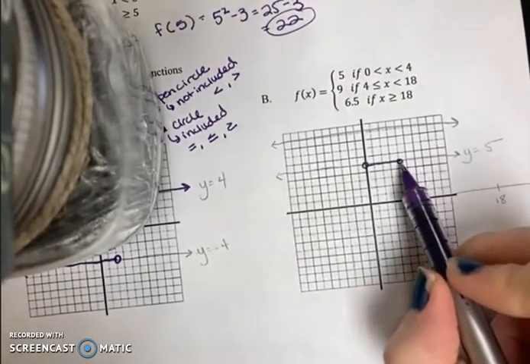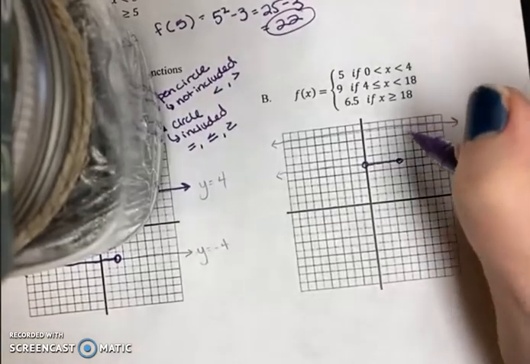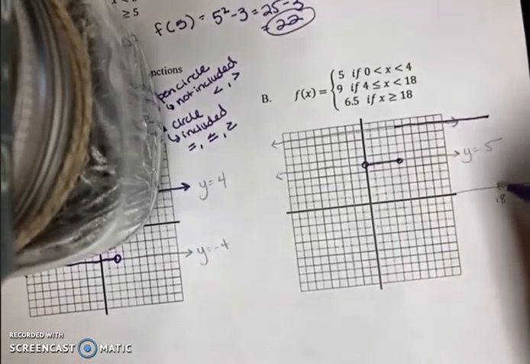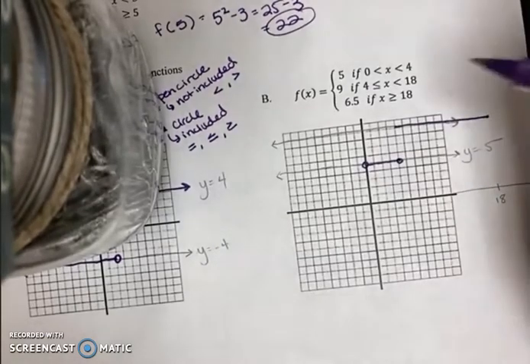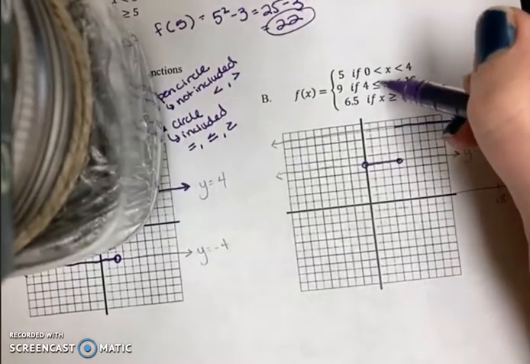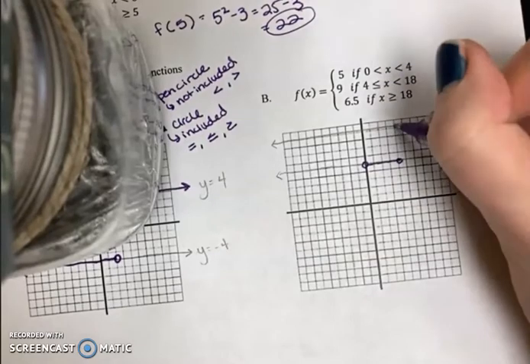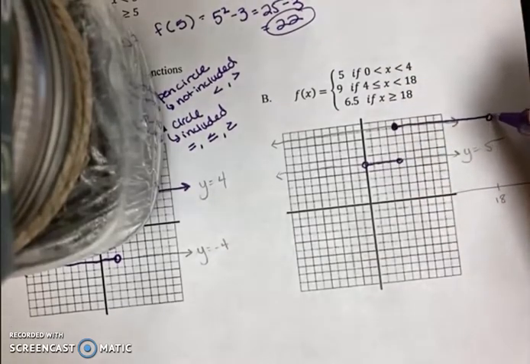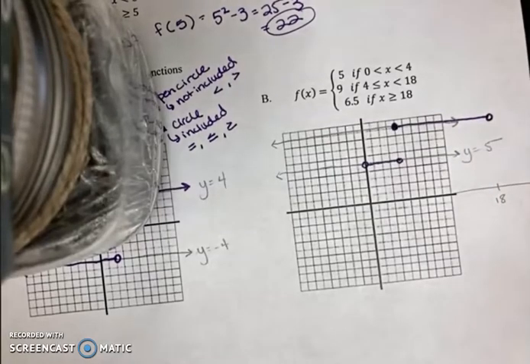So from 4 to 18, here's 4, and that's about where I put 18. Now 4 has the or equal to, so this is going to be a closed circle, and the 18 does not, so that's going to be an open circle.